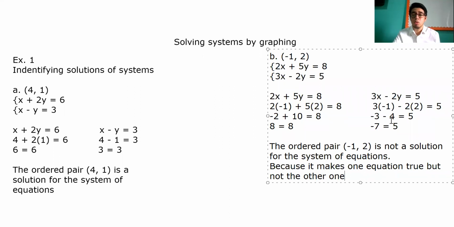Remember that these two equations are completely related. They are working like they are the same, okay? They are working in a system. So if you find a solution, the solution has to be for your system, not for only one equation of this one, okay? So then we can say that it makes one equation true, but not the other one.